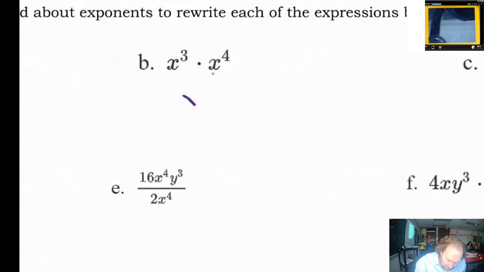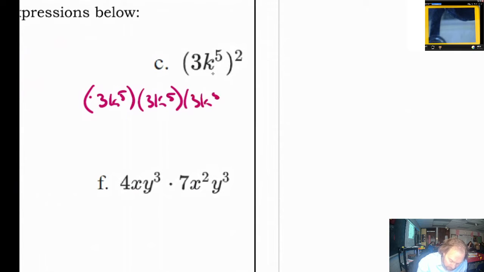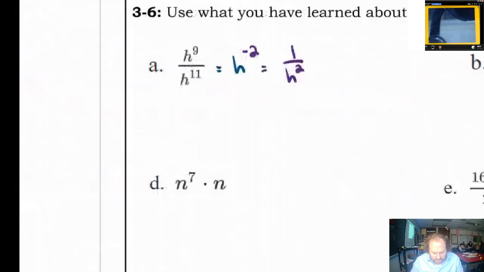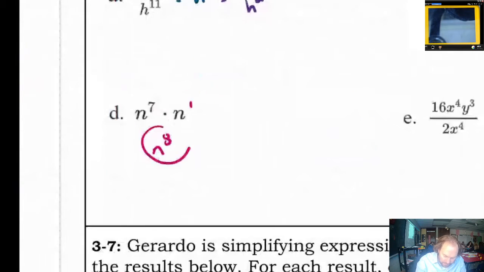Question B would be x to the 7th power because you would add 3 plus 4 to get 7. Question C, here's where you've got to start getting a little more complicated. This is 3k to the 5th times 3k to the 5th times 3k to the 5th. Those k's all end up being k to the 15th power, but 3 times 3 times 3 is 27, and that's the answer there. Question D, you have n to the 7th times n to the 1st power, so it's n to the 8th power.